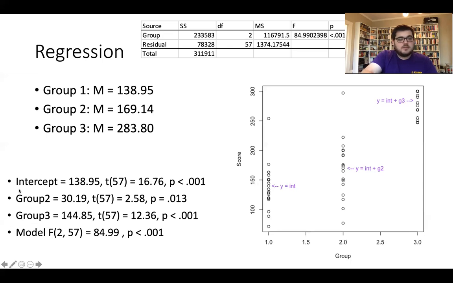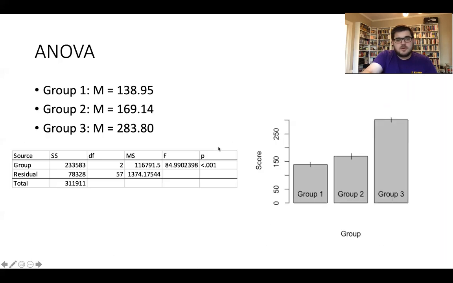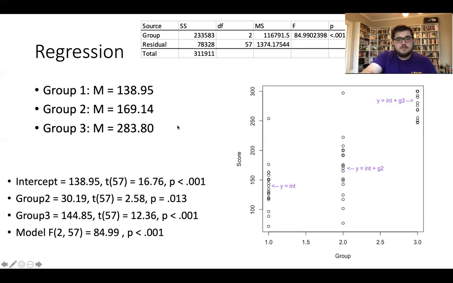you can make for group 3. So you take the intercept that always gets added to the equation, and then the dummy code for group 2 is set to 0 because we're making a prediction for group 3. So group 2 drops out of the equation. Group 3 gets multiplied, this coefficient gets multiplied by 1 because we're trying to make a prediction for group 3. So our equation becomes y equals the intercept plus the coefficient for group 3. That becomes 138.95 plus 144.85. When you add those together, that becomes the mean for group 3, which is 283.80.